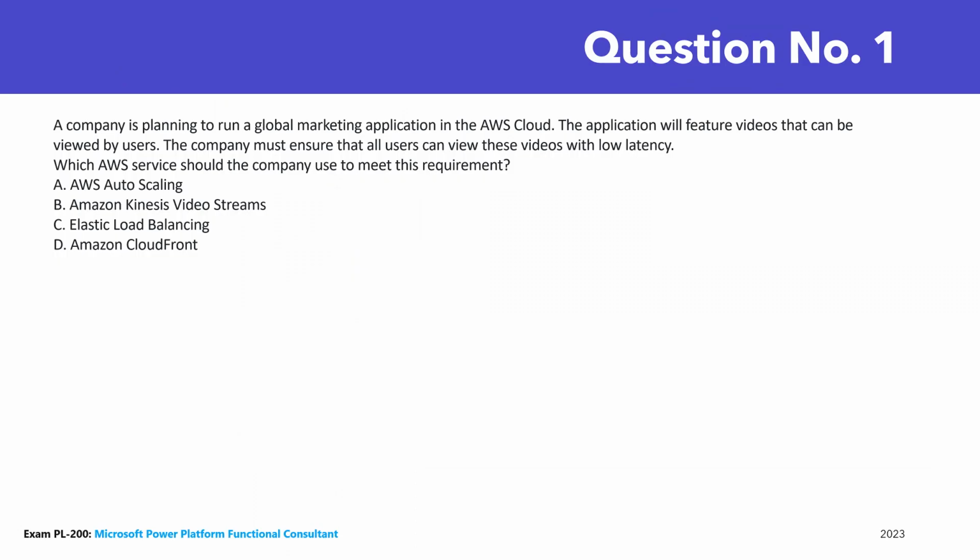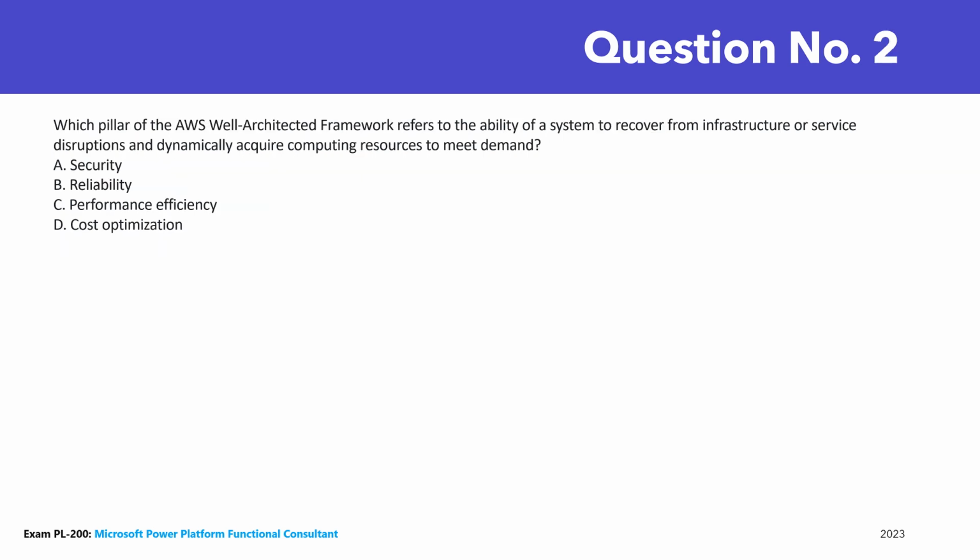Company is planning to run a global marketing application in the AWS Cloud. The application will feature videos that can be viewed by users. The company must ensure that all users can view these videos with low latency. Which AWS service should the company use to meet this requirement? A. AWS Auto Scaling. B. Amazon Kinesis Video Streams. C. Elastic Load Balancing. D. Amazon CloudFront. Correct answer, D.